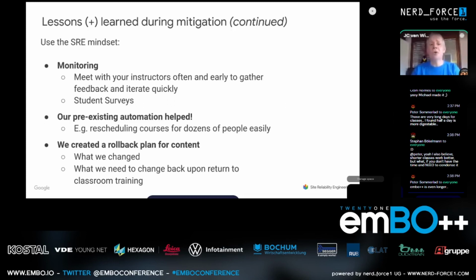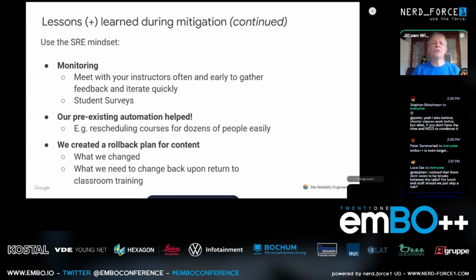We also had a lot of automation that we did for onboarding people, for students, for putting people in our learning management system, calendaring, everything. When we needed to reschedule the classes for dozens of people, automation took care of that for us. We did not have someone click 100 times on different people and giving them different classes and so on. We also created a rollback plan for content, of course. We kept close track of what we changed and what we need to change back once we go back to in-classroom training.